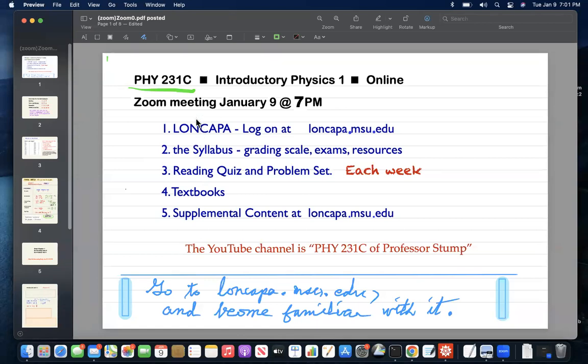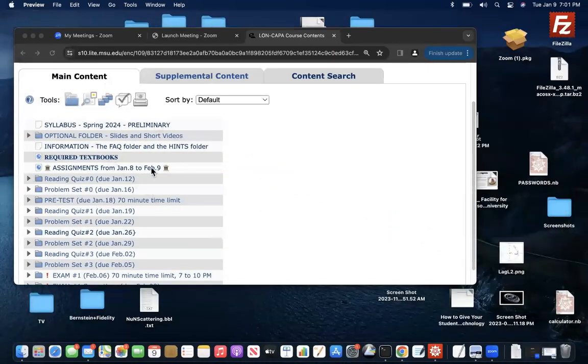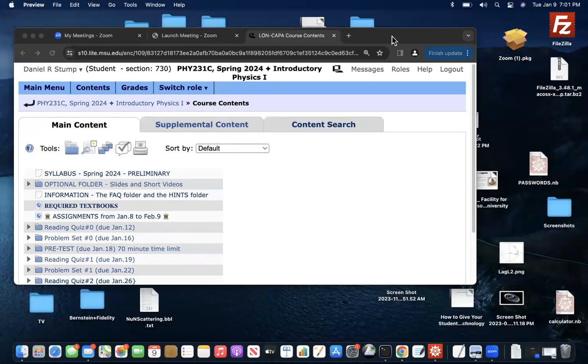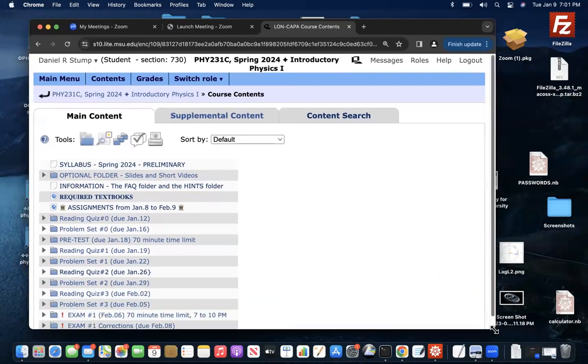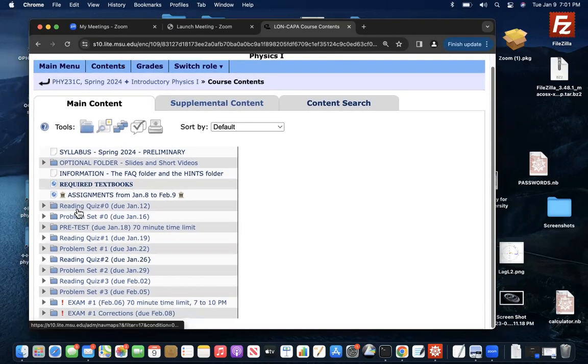Maybe you've already done this. You log in at this website, lonkappa.msu.edu. So here's what you should see if you log on to the website. You click on this course, and you should see this content.